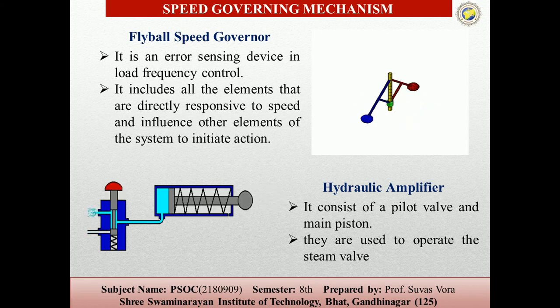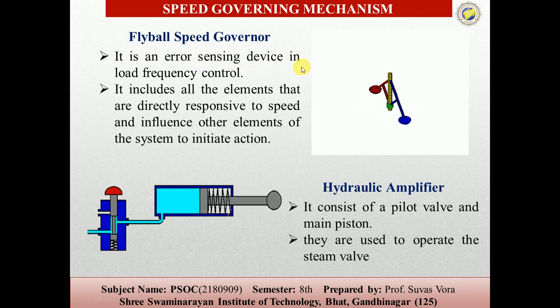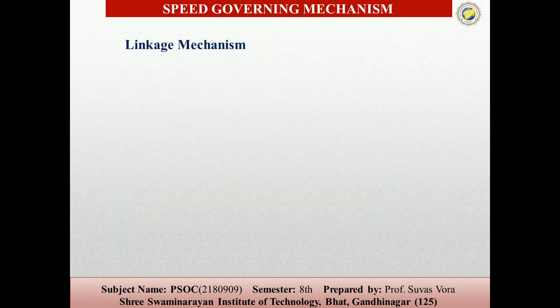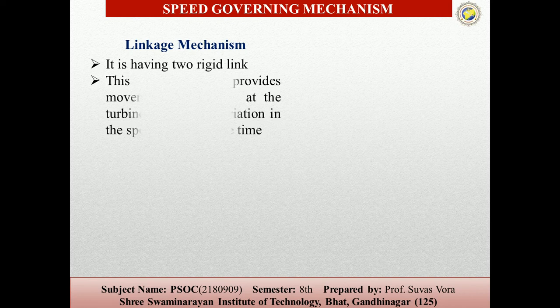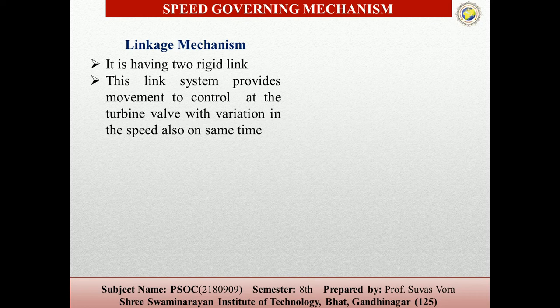Here, depending on the type of steam, with that pressure, as we increase the pressure, they have to release the steam with force and pressure. So these are called the hydraulic amplifier systems. Then after that the leakage mechanism, which has two main rigid links, and these link systems provide the movement to control the turbine valve with the variations in the speed at the same time.